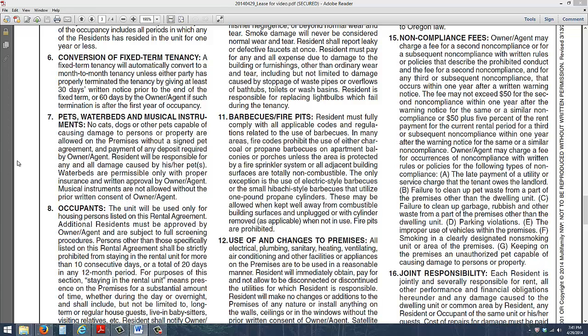So if you have any of those things, then you will be charged a non-compliance fee. And again, this would be for your second and third offense. The fine for the second offense is $50. The fine for the third offense is $50 plus 5% of the rent.